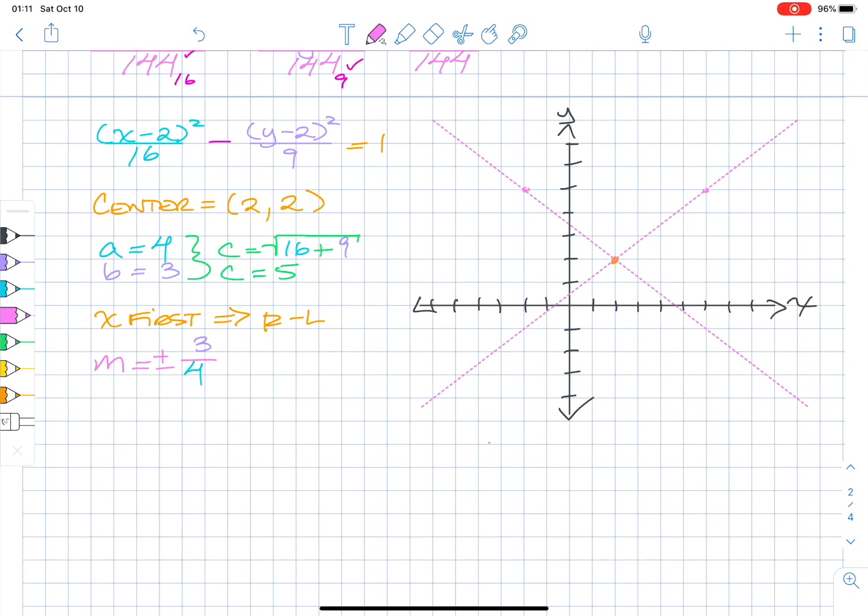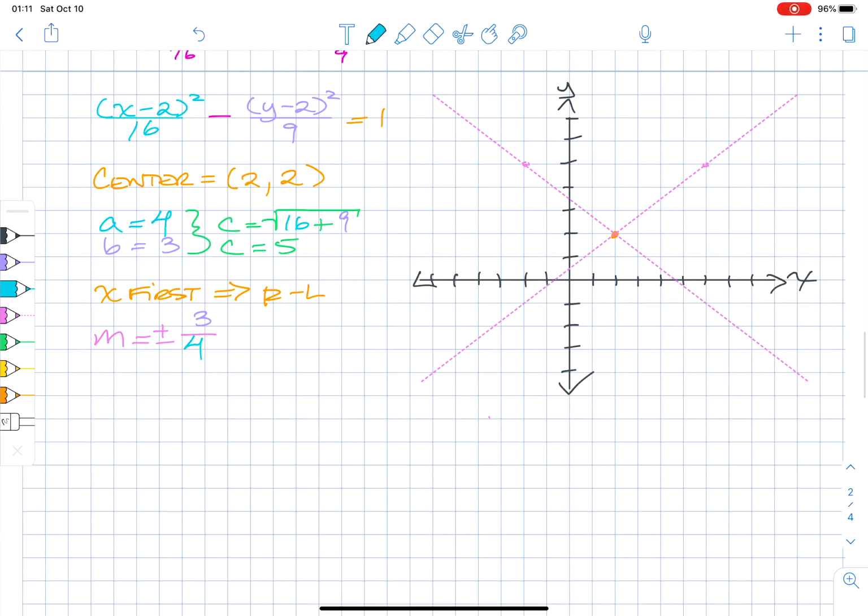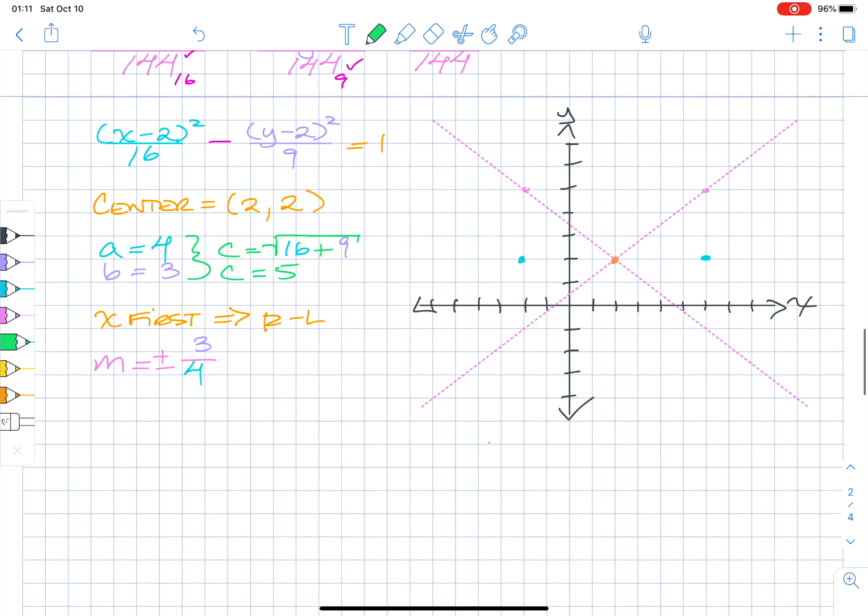Okay, and since this is a right-left hyperbola, the only one I deal with is from the center. I'm going to go 1, 2, 3, 4 to the right, 1, 2, 3, 4 to the left, and I can draw my hyperbola. What color should I use? Let's do it in green, I suppose. Then I'll do my foci in a different color. So it's a right-left hyperbola, like so.